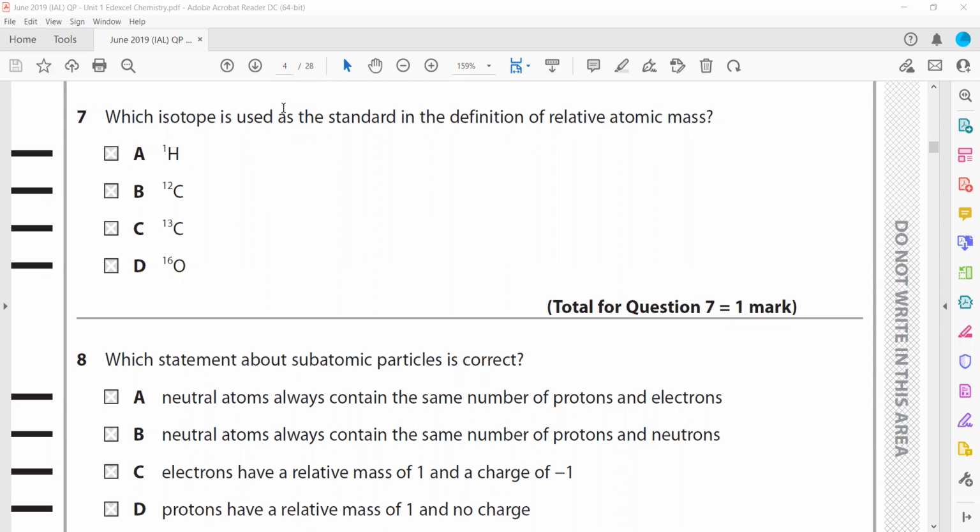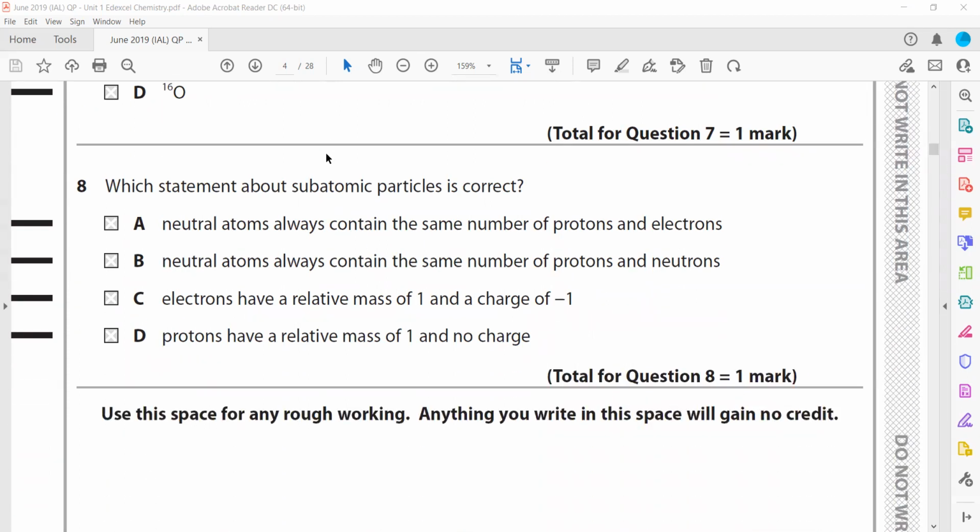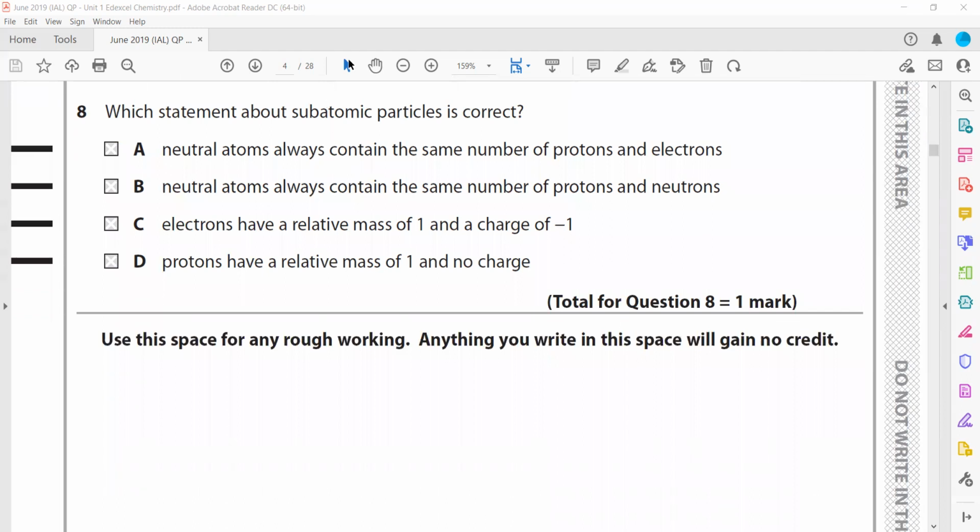Which isotope is used as a standard definition of relative atomic mass? Relative atomic mass is the average mass of an atom, which is compared with carbon 12. So that's why B is the right answer. It's a direct, straightforward question. You have to learn the definition of relative atomic mass. You will find in the exam, they ask this question: define relative atomic mass.